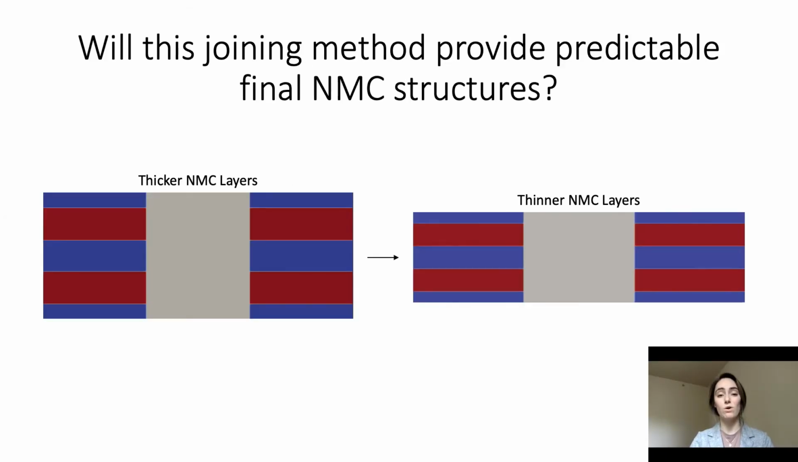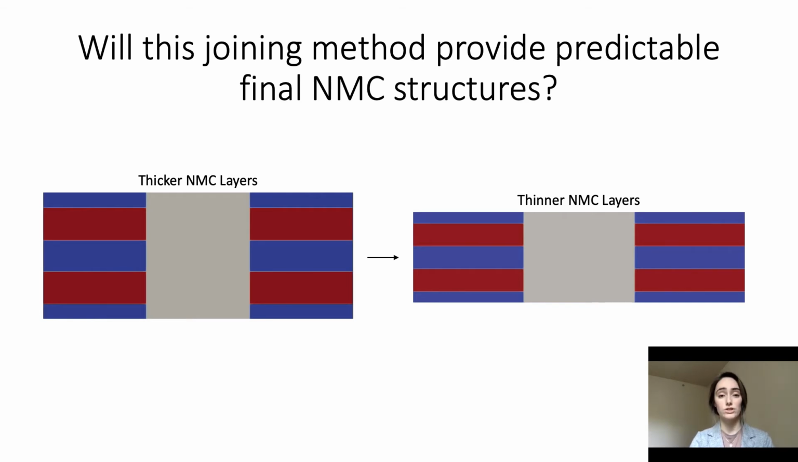To reiterate, the overall objective of this research is to create models that will allow me to determine if this joining method will provide predictable and stable final NMC structures. I began by varying parameters in the simulation in order to determine if this joining method would prove consistent. The first parameter that I changed was layer thickness.